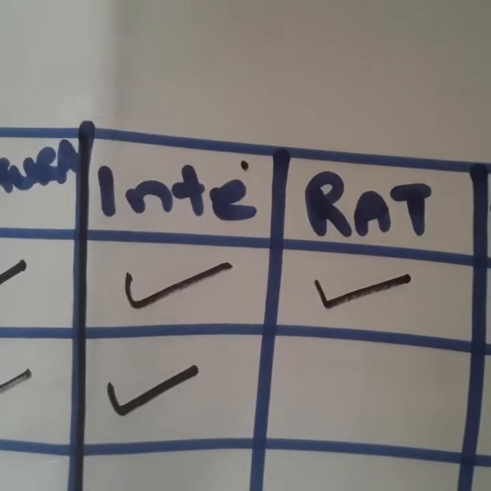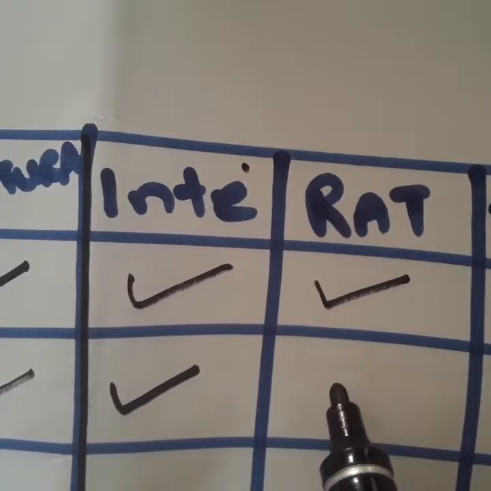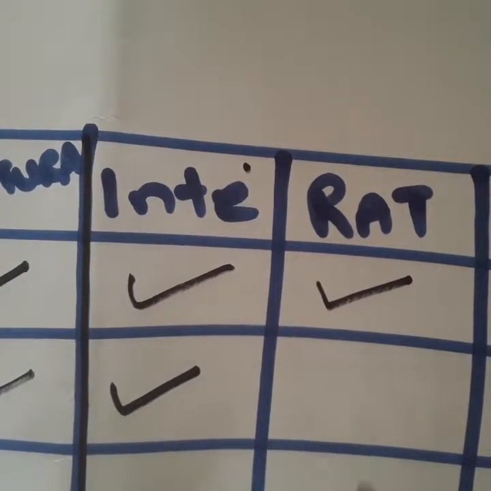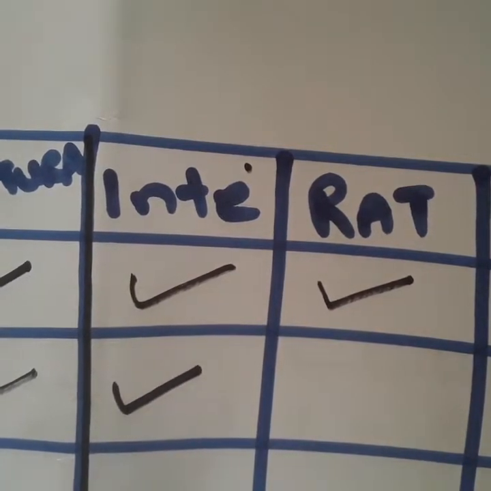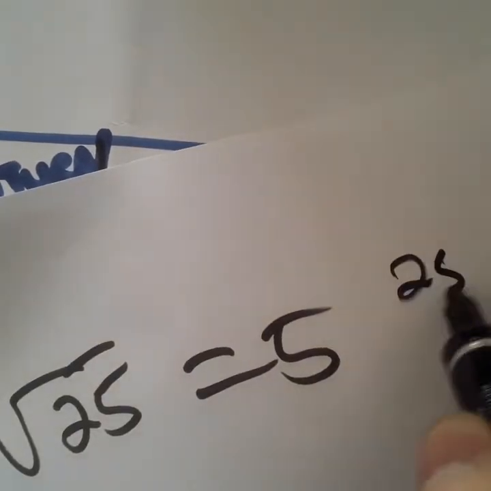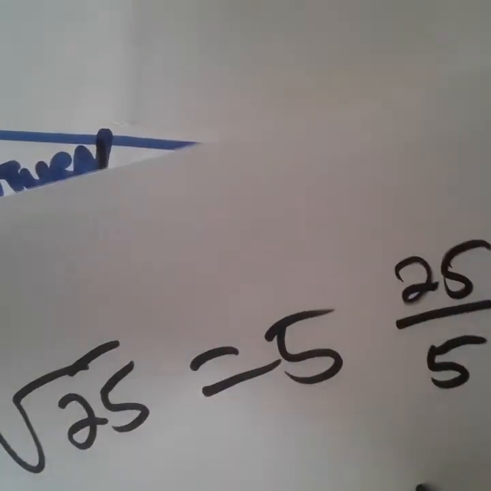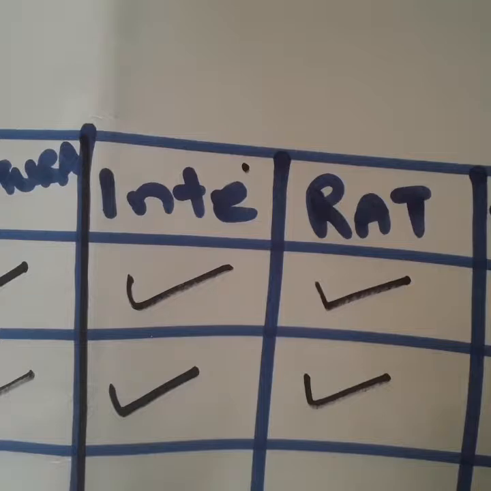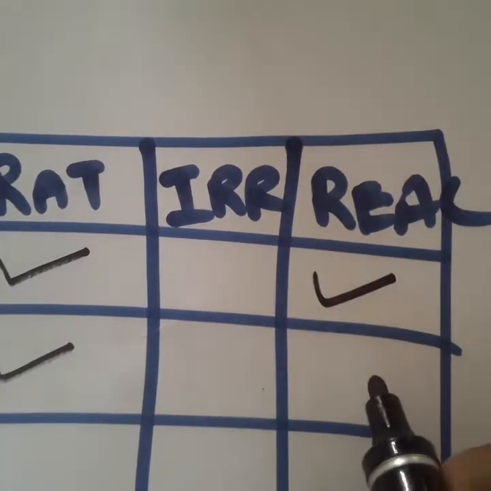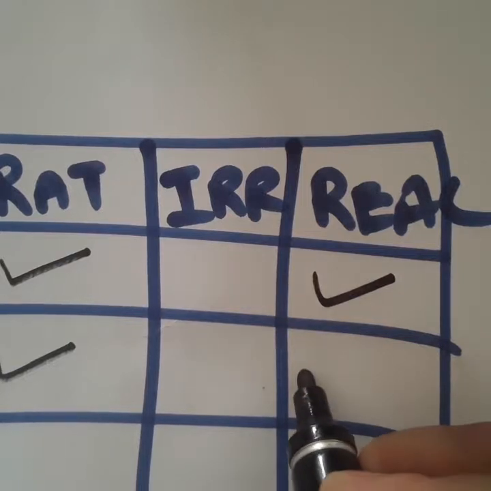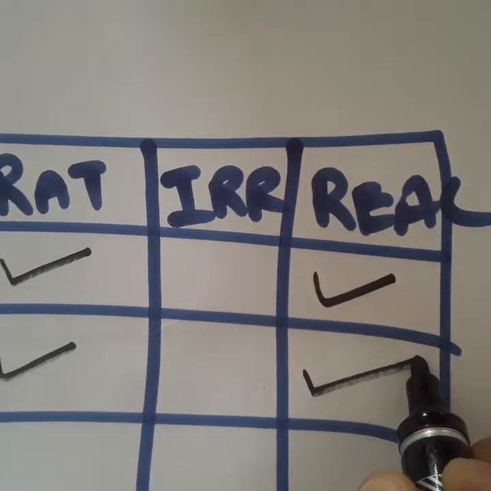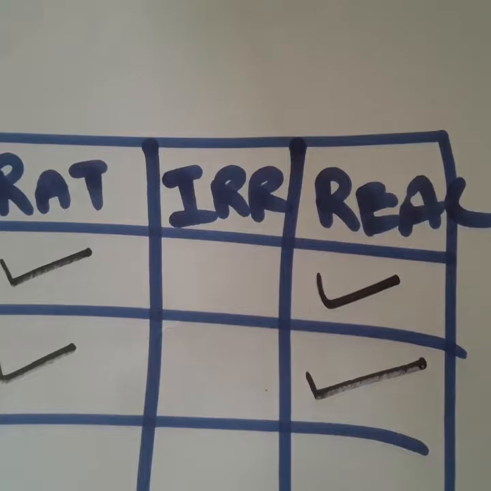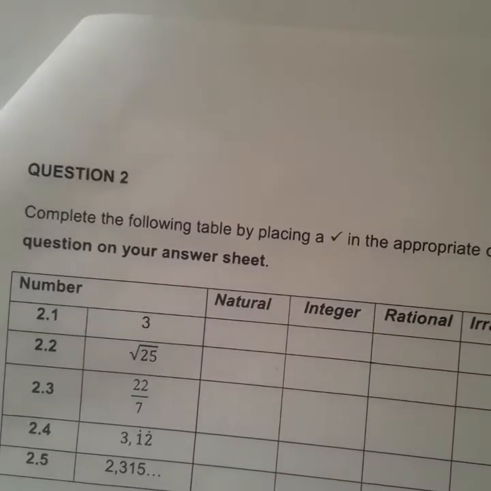And now let's check. Is number 5 rational? Yes, number 5 is rational because it can be written in the form of a fraction like 25 over 5 equals 5. So 5 is also a rational number. Then irrational number: if it's rational, it cannot be irrational. Alright. Now we move to real numbers. Number 5 is a real number because it appears on the number line. Okay, let's see the next number.